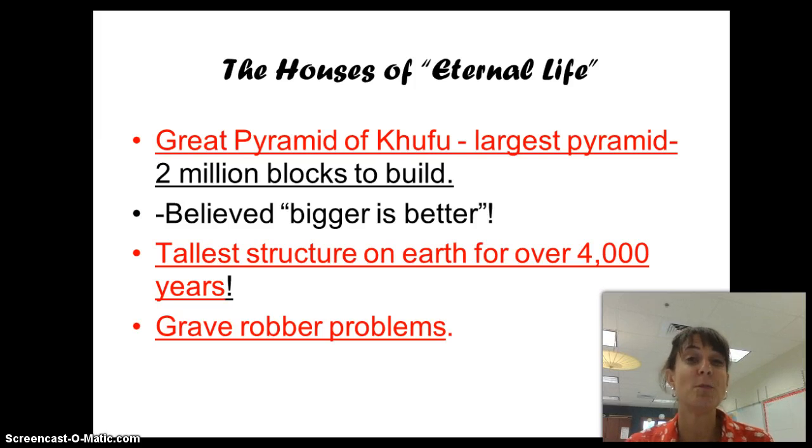It took 2 million blocks to build. Khufu really believed that bigger was better, and for about 4,000 years, this was the tallest man-made structure on the planet. His son Menkaure built the next pyramid a little bit smaller than Dad's, and Menkaure's son Khafre built the third pyramid a little bit smaller than his dad's, and those are the three pyramids of Giza.